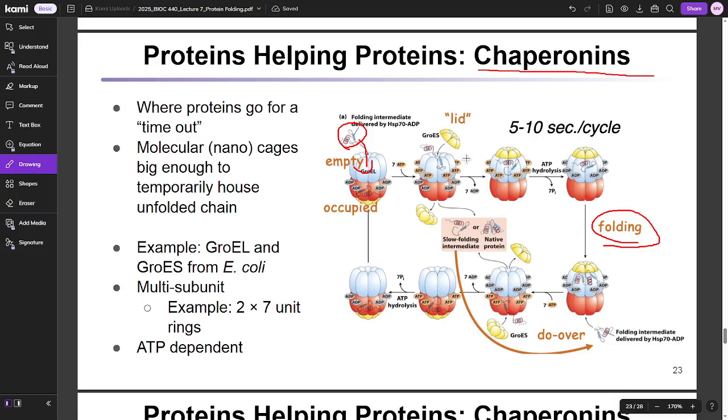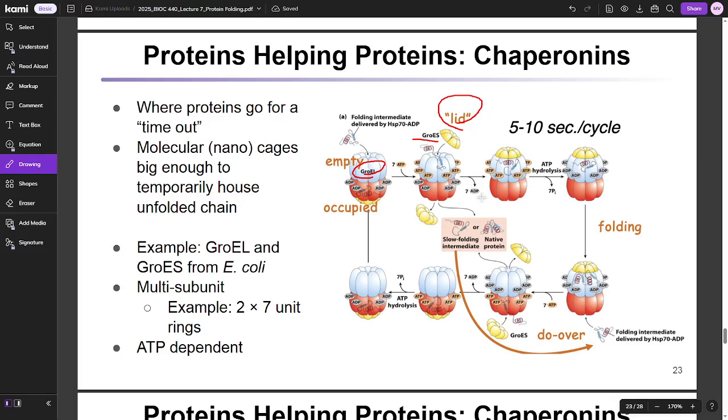Is there anything else I want to talk about here? I guess I'll talk about this briefly. So for the GroEL-GroES complex, basically you have this GroEL subunit, and then you put a protein in, you cap it with the lid called GroES, and you bind ATP to it.